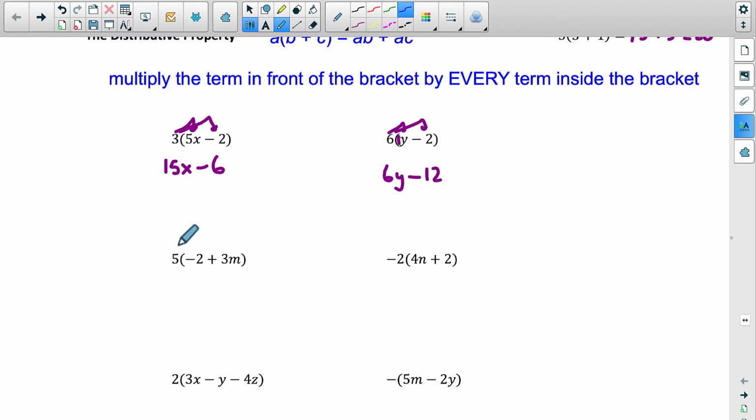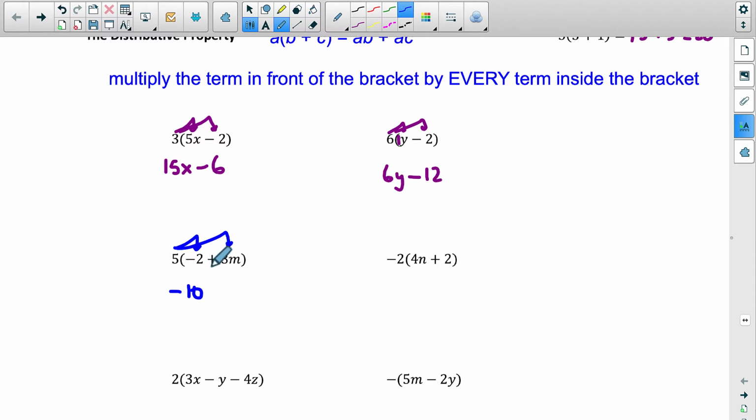Okay, here's another one. We're doing 5 times negative 2 and 5 times 3m. We're feeding the chickens. 5 times negative 2. Well, that's only one negative, and 5 times 2 is 10. I don't write down a sign yet, because then I'm doing 5 times positive.